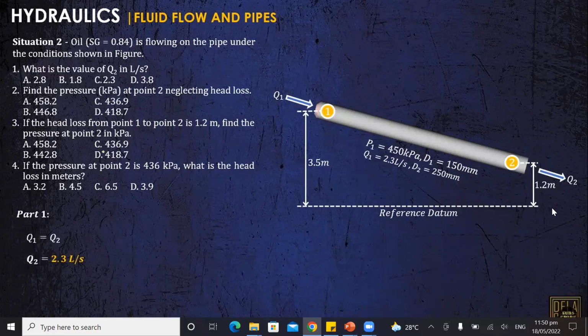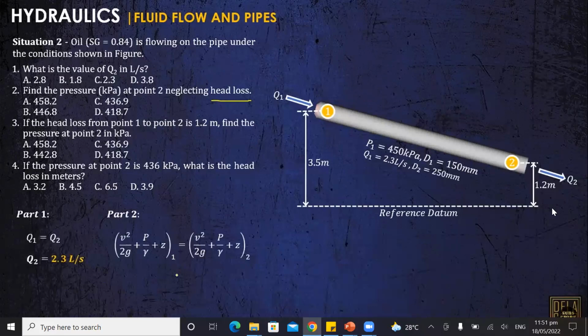Alright. Number 2, find the pressure at point 2 neglecting head loss. So, how can we solve the pressure? Dito, magagamit natin yung Bernoulli's equation, Bernoulli's energy theorem. In this case, neglect head loss, and take note, wala tayong pump or turbine in between them. Walang mga machine. Then we can just say that the energy at 1 must be equal to the energy at point 2. And take note that the energies are composed of velocity head, pressure head, and elevation head.